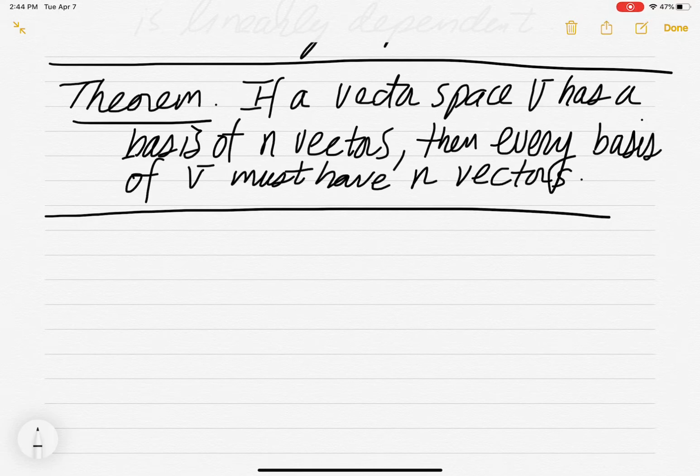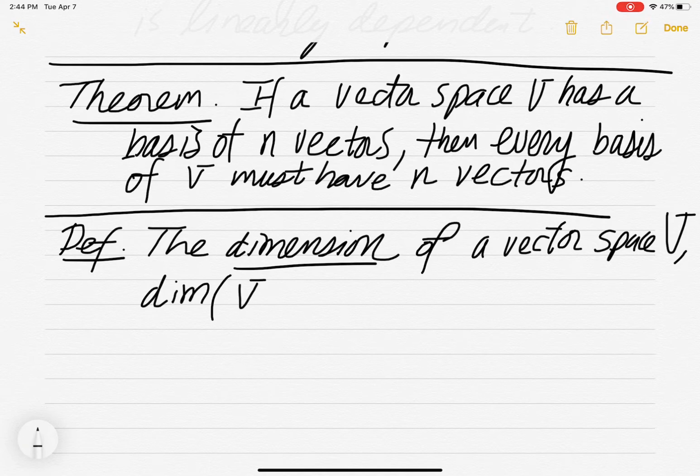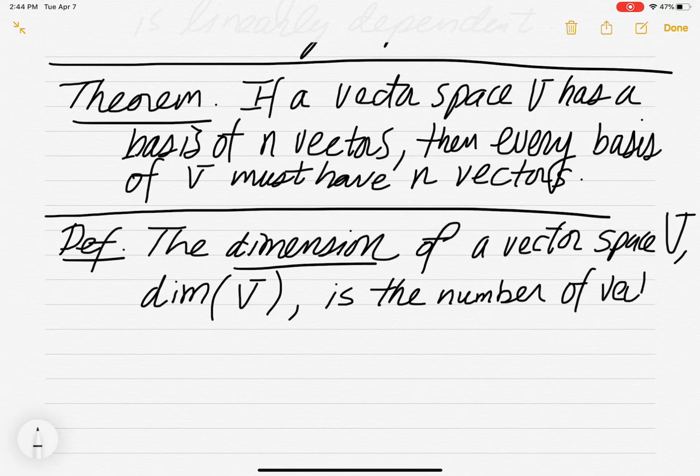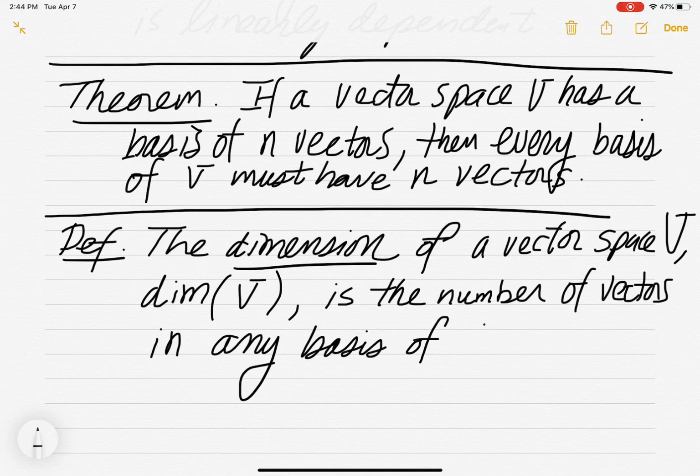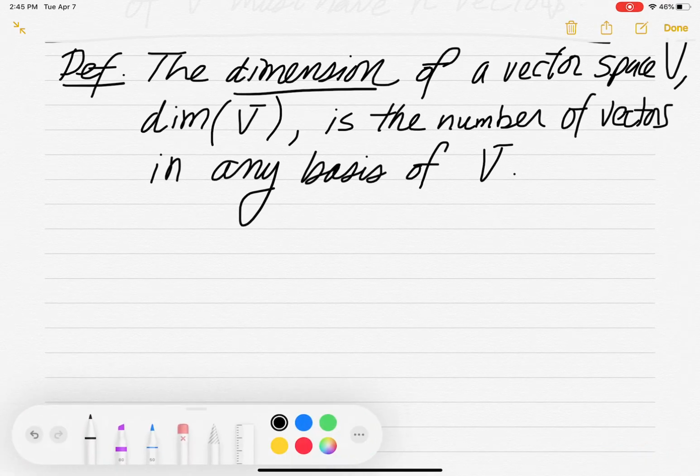This is what we want to define. Definition: the dimension of a vector space V, which we write as dim V, is the number of vectors in any basis of V. So for example, Rn has dimension n because it has n vectors in the basis: epsilon 1, epsilon 2, through epsilon n.